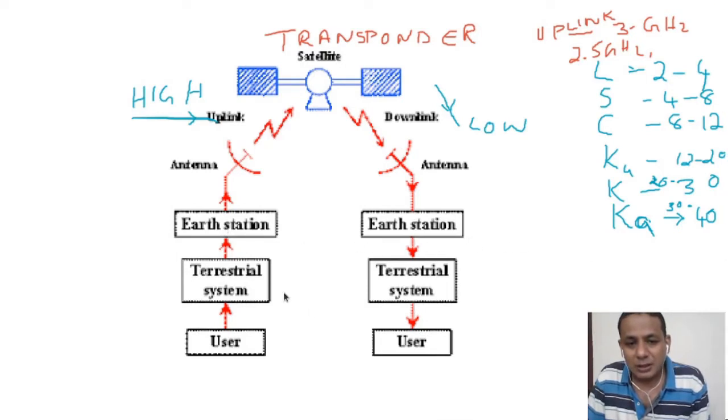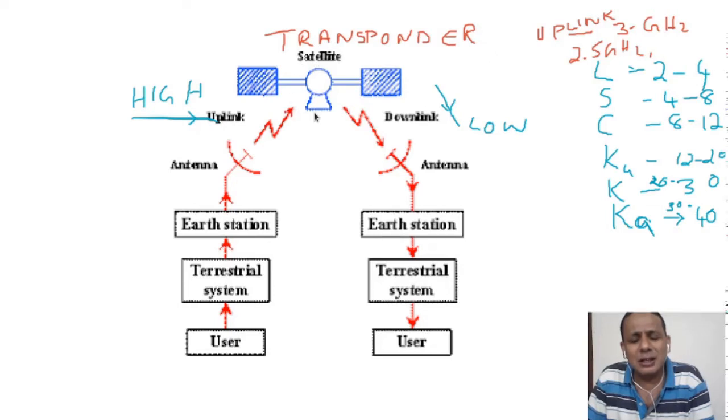So there will be a user, that can be a mobile phone user. Then there will be a terrestrial system, that can be a mobile network, and again an earth station. Many users may be combined by using some TDM technique, and finally it will be using one frequency. We may be using the upper frequency, 4 gigahertz, and we will send that signal to the satellite. And here there is a frequency converter.